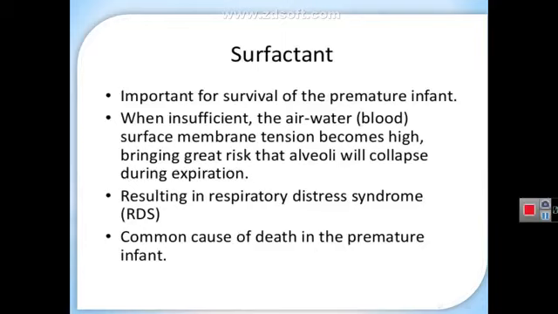Before birth, the lungs are full of fluid that contains a high chloride concentration, little protein, some mucus from bronchial glands, and surfactant. Surfactant in the fluid increases during the last 2 weeks before birth.